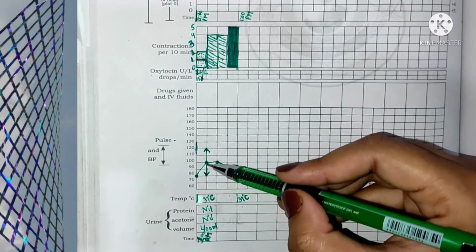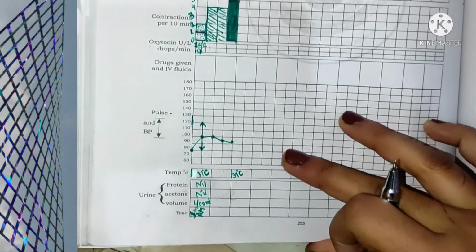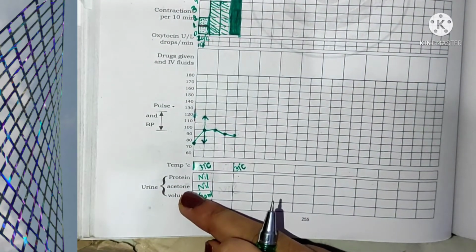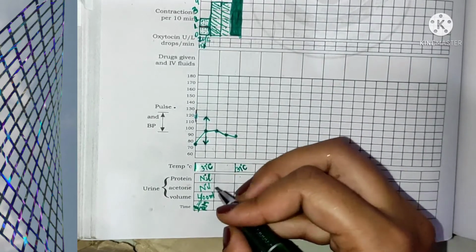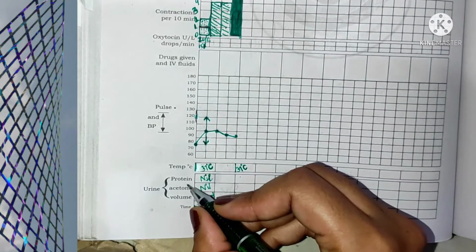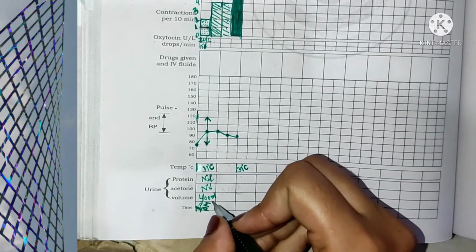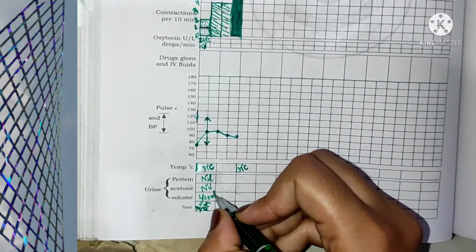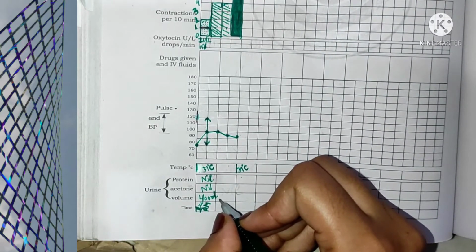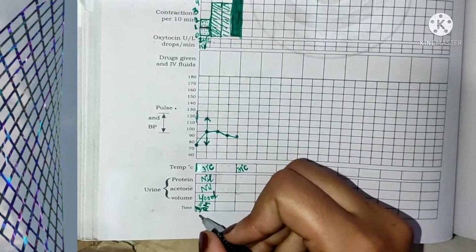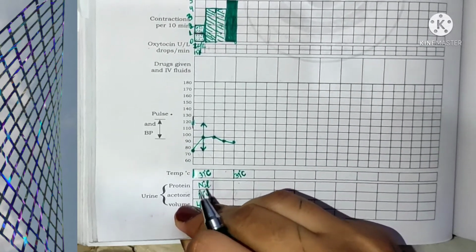It tells about the blood pressure, and this is a plotting for your pulse. This is the temperature recorded usually after 2 hours, and this is urine examination. The protein is usually assessed by dipstick test. So this is nil. Acetone, you are going to assess nil, and every time the woman urinates, you need to assess the amount or volume of the urine she has excreted. Okay, and this is the timing when you record it. Say it's 1 a.m. This is how we are going to document the paragraphs.